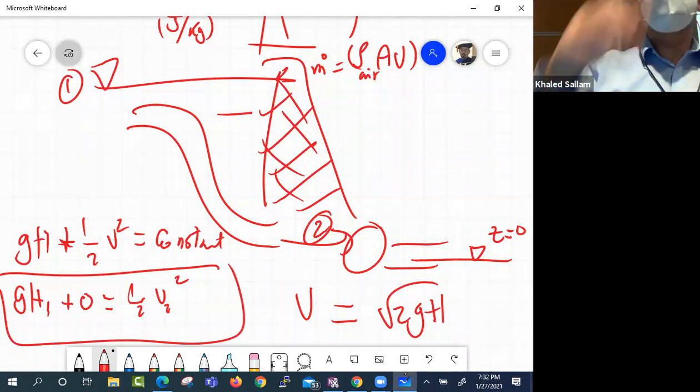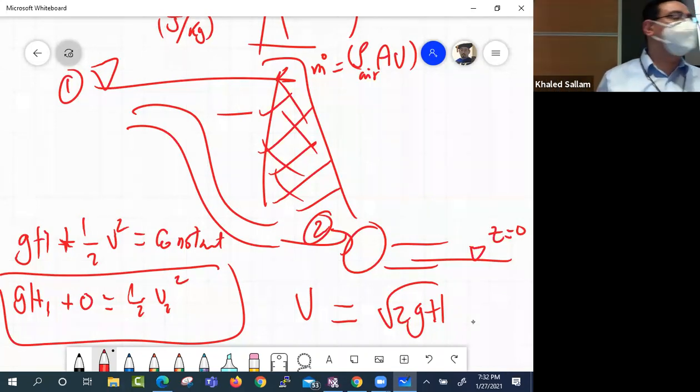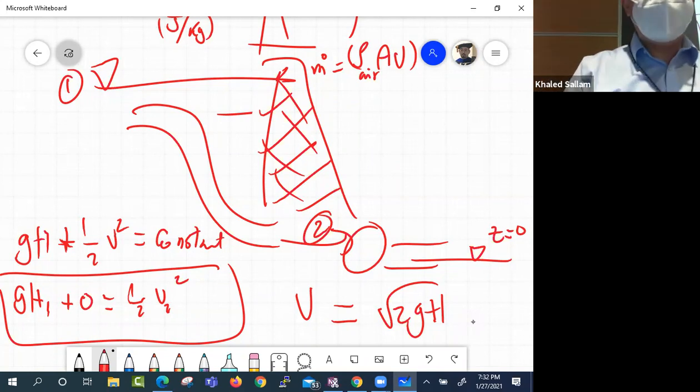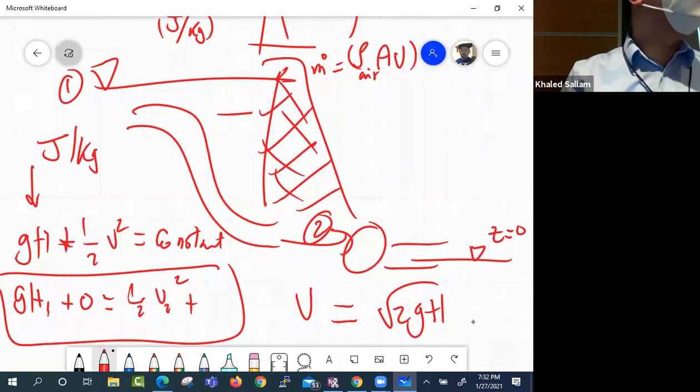Of course, if the pipe is not really that big, and if the pipe roughness is a little bit large, one could expect that gh is half v squared plus a bunch of losses, right? And actually, for the convenience of this equation, which is written in joule per kilogram, they will express the losses in the pipe in terms of H also. They call it the head loss. So they will call it gh loss.